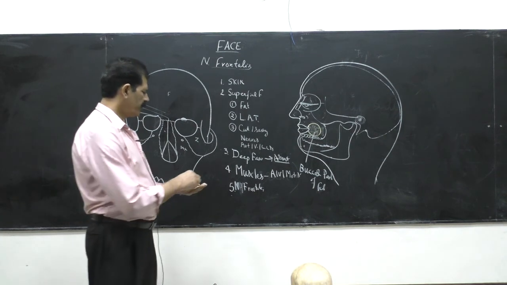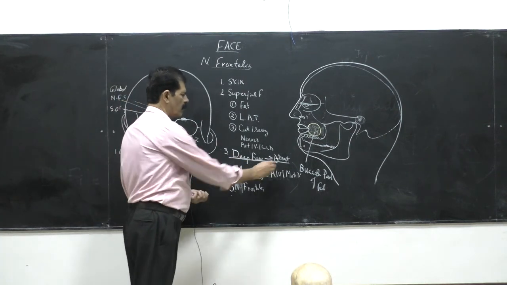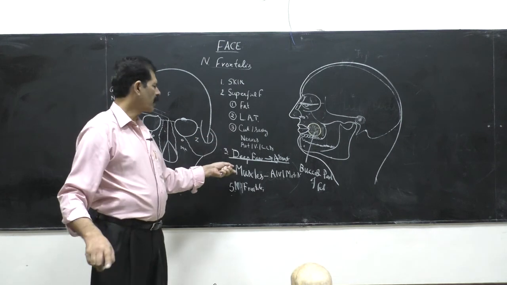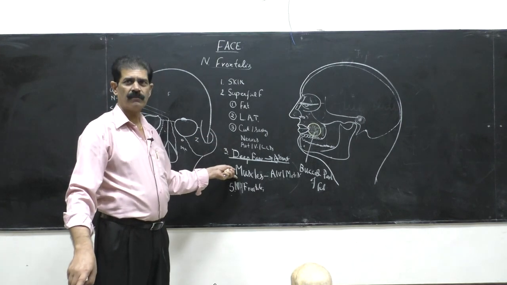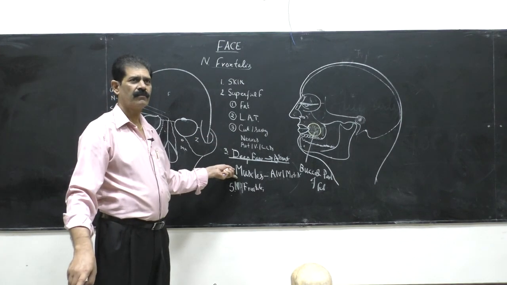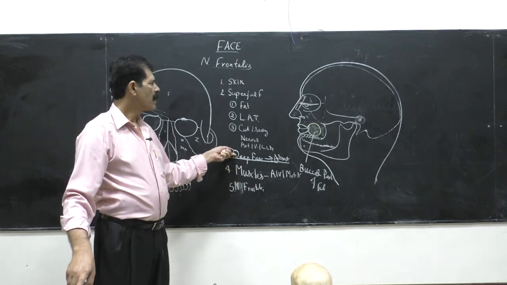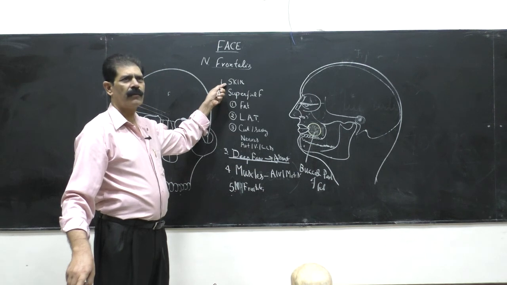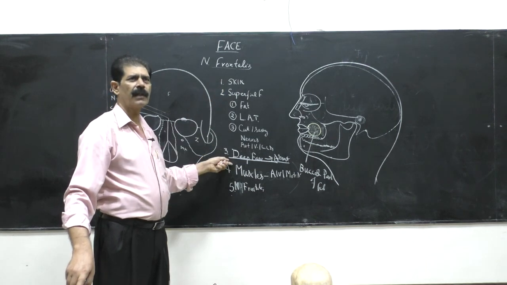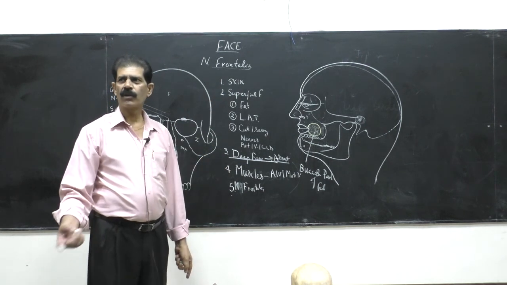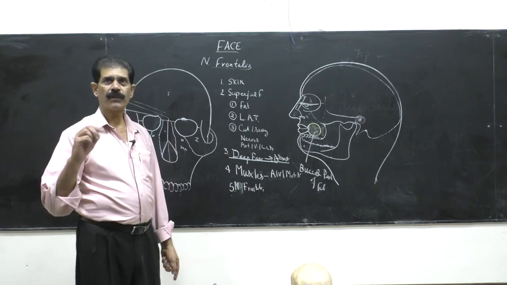Then there is no deep fascia on the face. So when there is no deep fascia, directly what we see is the fourth layer, the muscles of the face, because there is no intervening deep fascia. So when we remove the skin, we find the second layer and fourth layer together because of the absence of deep fascia.